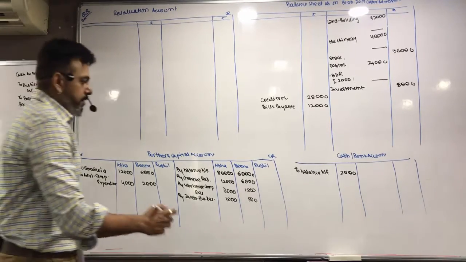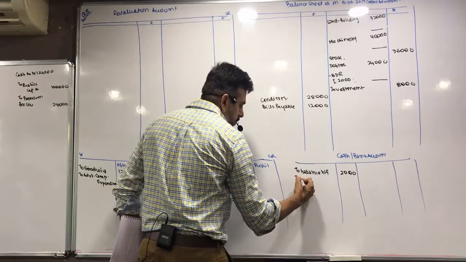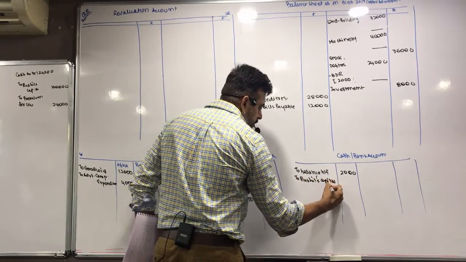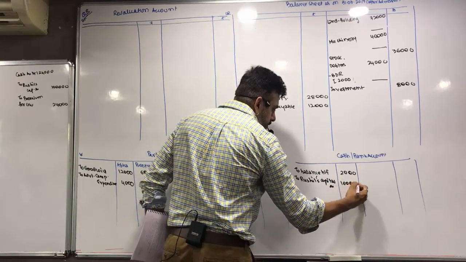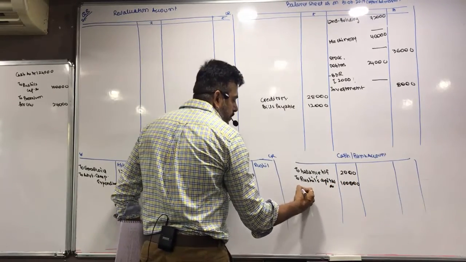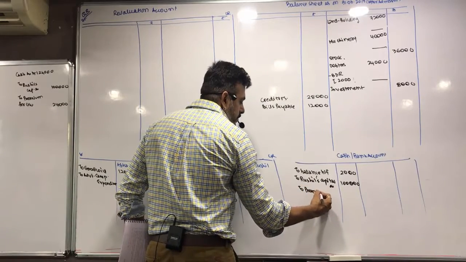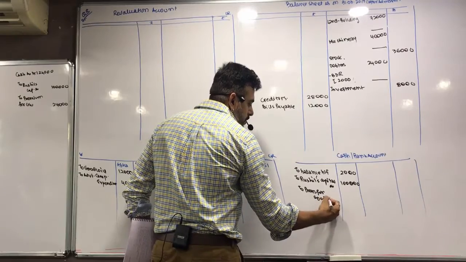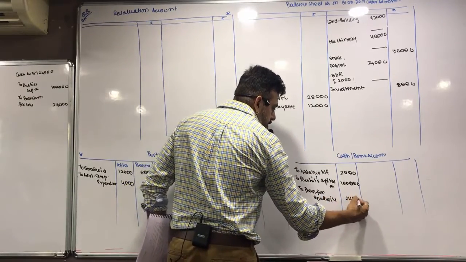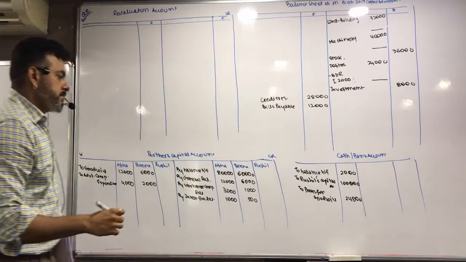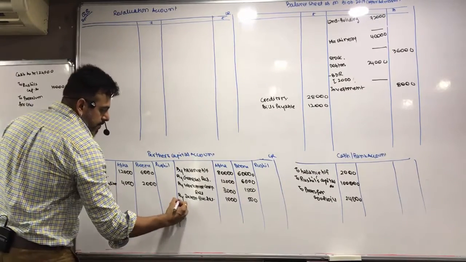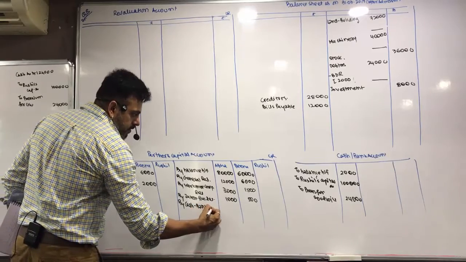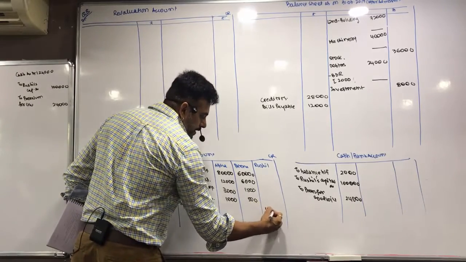Let's do the posting. Cash account debit, to Rushil's capital account 1 lakh, to premium for goodwill 24,000. Second effect, by cash/bank account, Rushil 1 lakh.